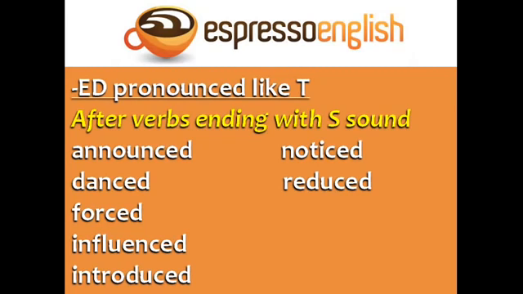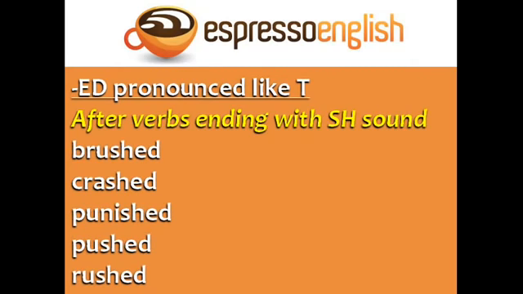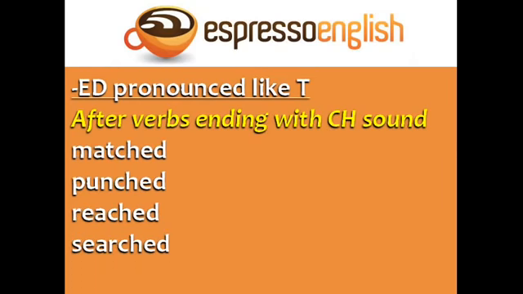Announced, danced, forced, influenced, introduced, noticed, reduced. ED is pronounced like T after verbs ending with an SH sound. Brushed, crashed, punished, pushed, rushed, and after verbs ending with a CH sound. Matched, punched, reached, searched.